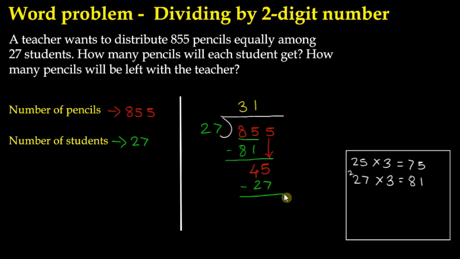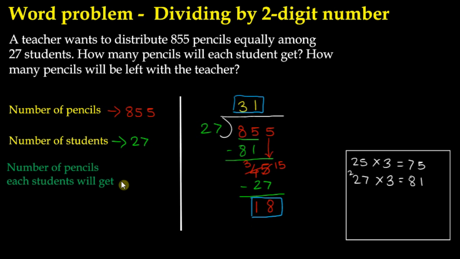Let's do the subtraction. Now we cannot subtract 7 from 5. So let's borrow 1 from 4 to make the 5 into 15, and we will be left with 3 over here. So 15 minus 7 is 8 and 3 minus 2 is 1. So we got the quotient, which is 31, and the remainder is 18. That means 31 is the number of pencils each student will get and 18 is the number of pencils left with the teacher. So the number of pencils each student will get is 31 and the number of pencils left with the teacher is 18.